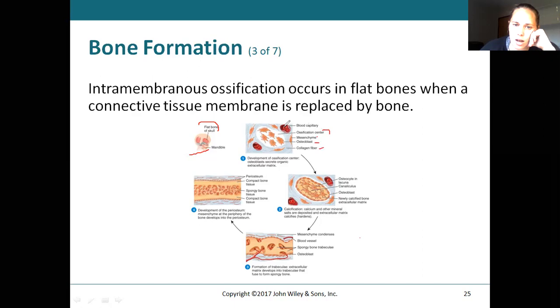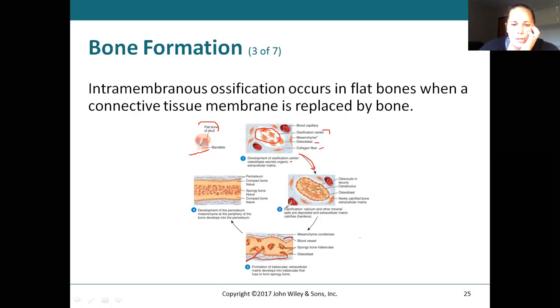So once the ossification center has formed, you have those osteoblasts that are bone building cells, and so they're releasing that extracellular matrix and creating that growth for that bone. So you can see, yeah, you're secreting organic extracellular matrix. I like how they say organic, like it would be inorganic, but I mean, I guess it could be.